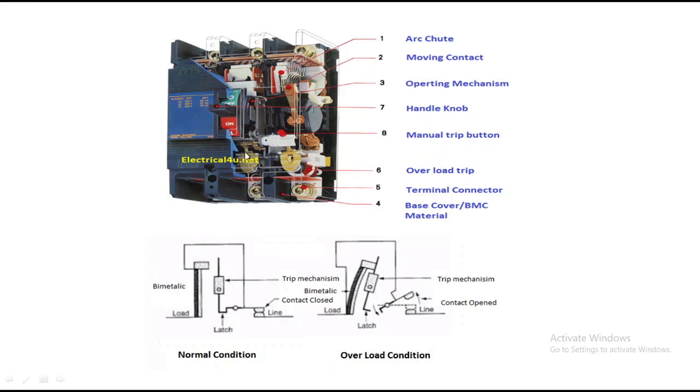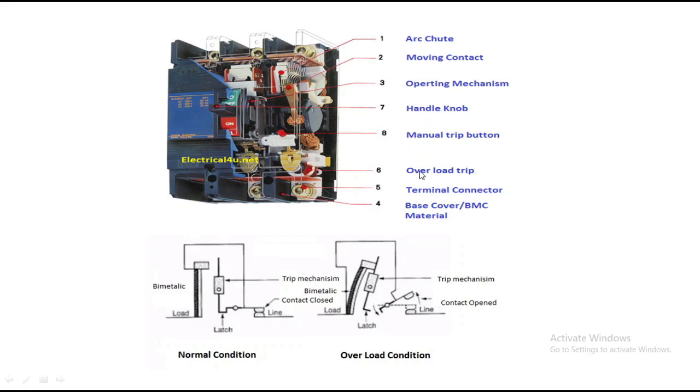Next, manual trip button. We have another button here. Look at here, this is the manual trip button. This manual trip button is not available in the miniature circuit breaker. This is a different useful feature. So the manual trip button is also available. Manually we can switch this circuit breaker on or off.